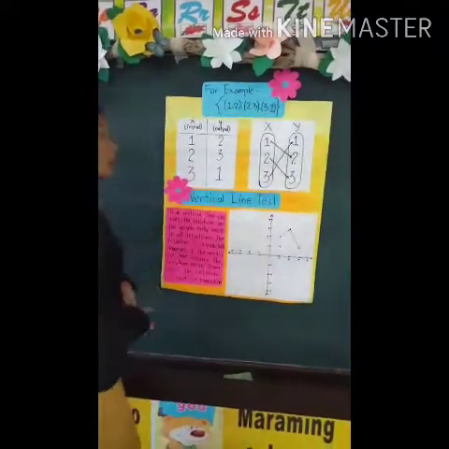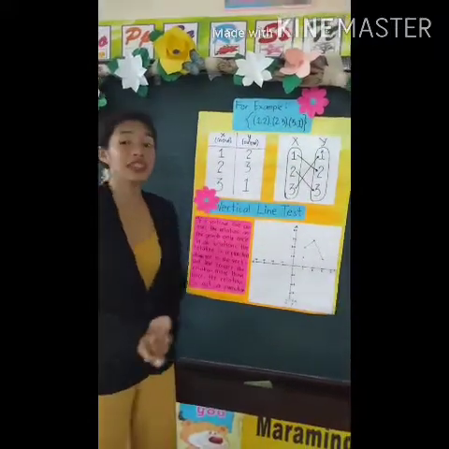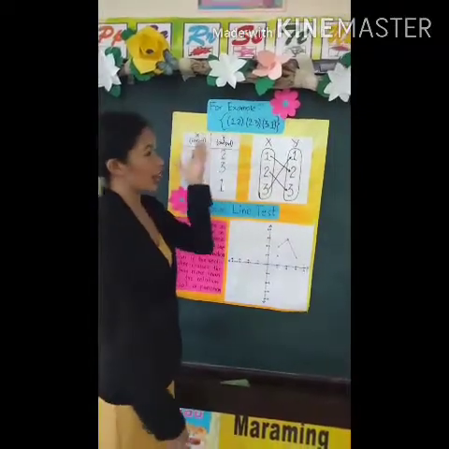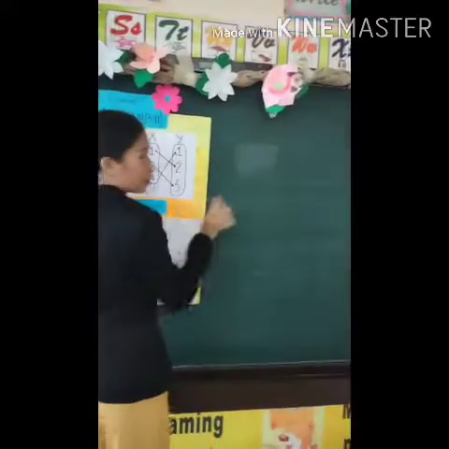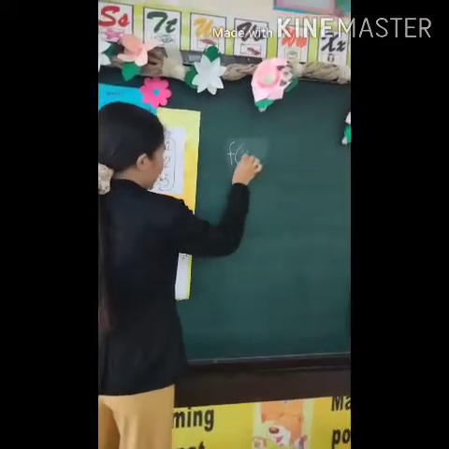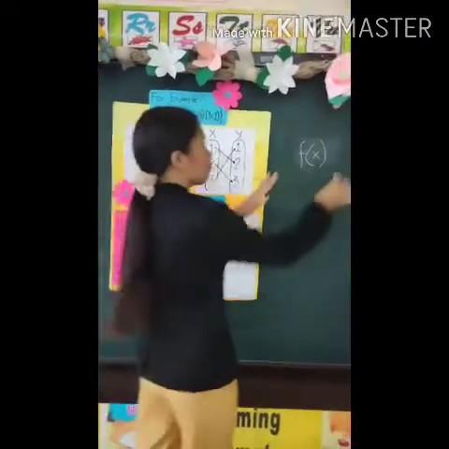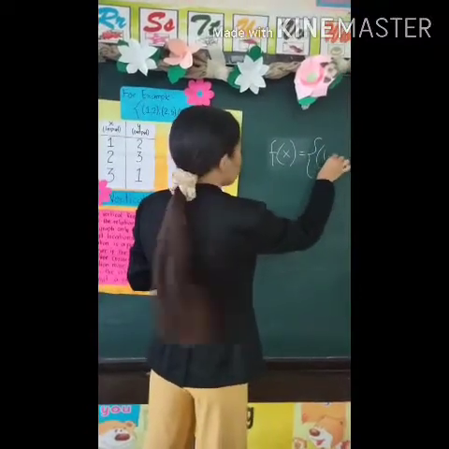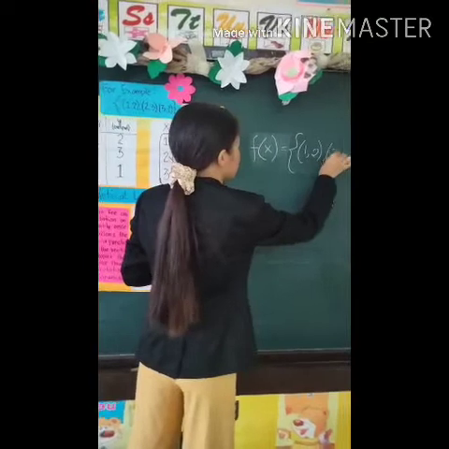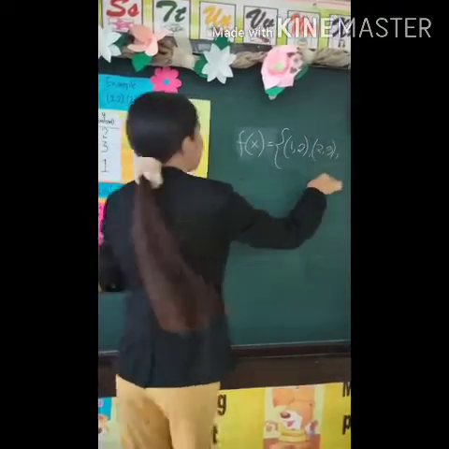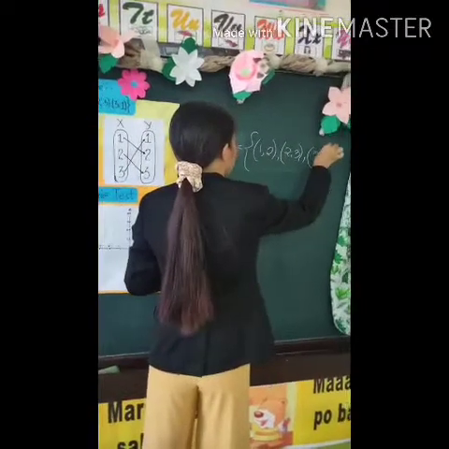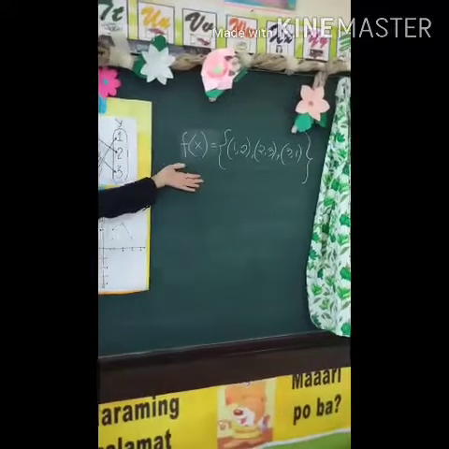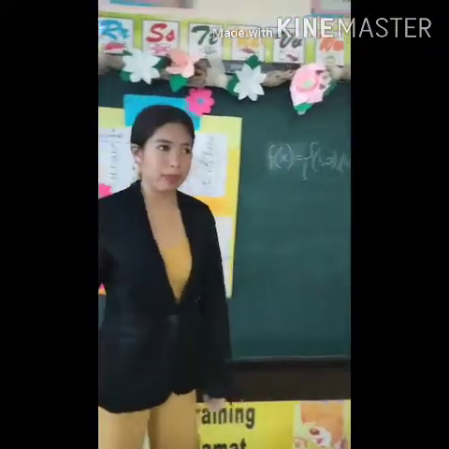We have here ordered pairs 1 and 2, 2 and 3, and 3 and 1. But before that, function can be written as f of x. So we can write it as f of x is equal to 1 and 2, 2 and 3, and 3 and 1. So function can be written like this: f of x is equal to the ordered pairs.